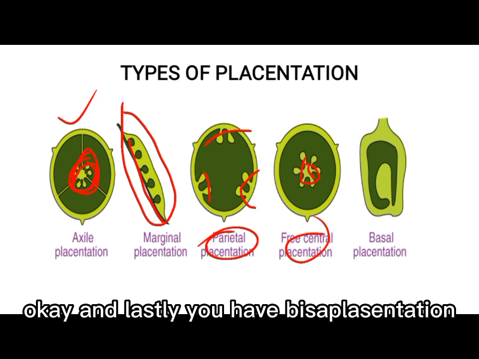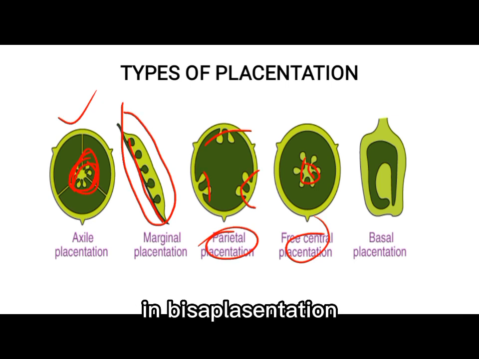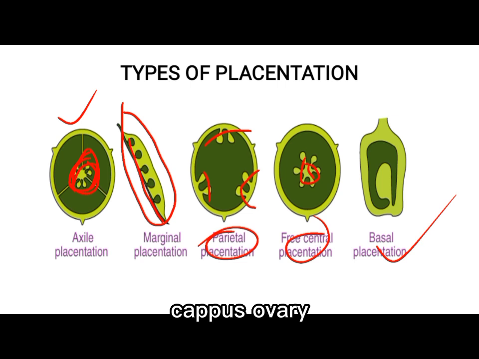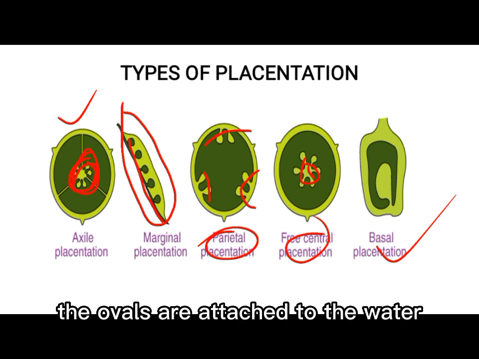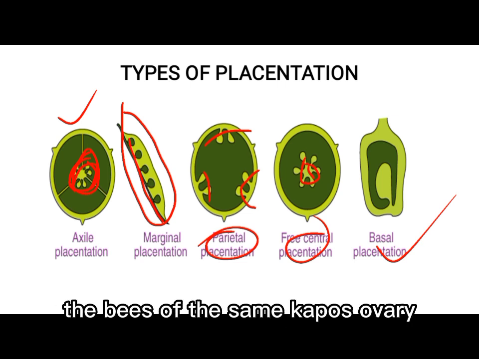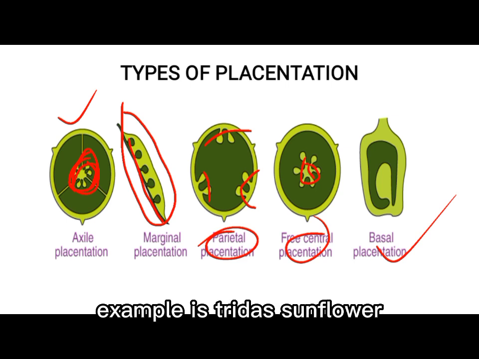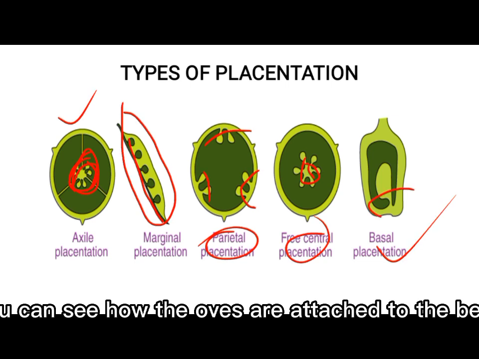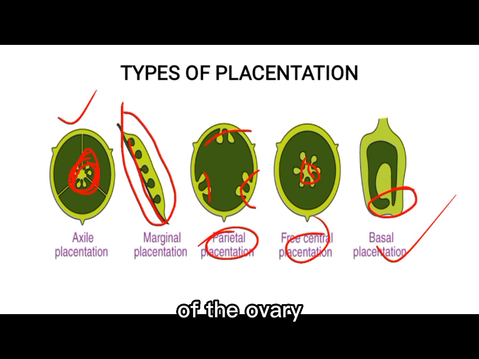And lastly, you have basal placentation. In basal placentation, the ovules are attached to the base of the syncarpous ovary. The ovules are attached to the what? The base of the syncarpous ovary. Examples are tridax, sunflower, and also mango fruits. You can see how the ovules are attached to the base of the ovary.